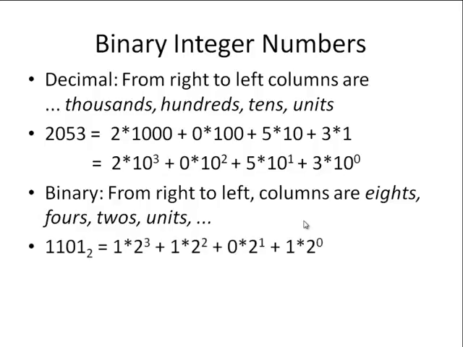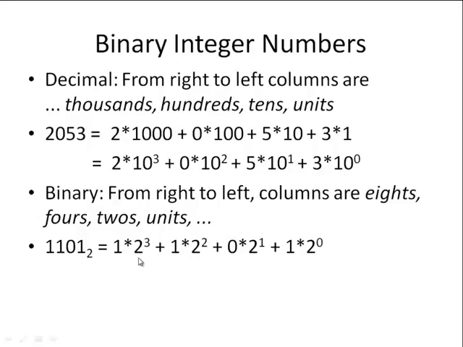So 1101 in binary, and I've put the subscript 2 at the end of that number to indicate this is a binary number. What's that equal to? Well, from right to left, the columns are 8s, 4s, 2s, and units. 2 to the power of 0 is 1, so this is the 1s column. 2 to the power of 1 is just 2 itself, so this is the 2s column. 2 to the power of 2, that's 2 squared, is the 4s column. And 2 to the power of 3 is 2 times 2 times 2, so this is the 8s column.